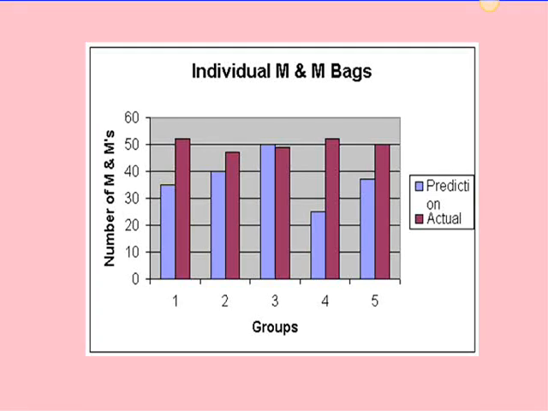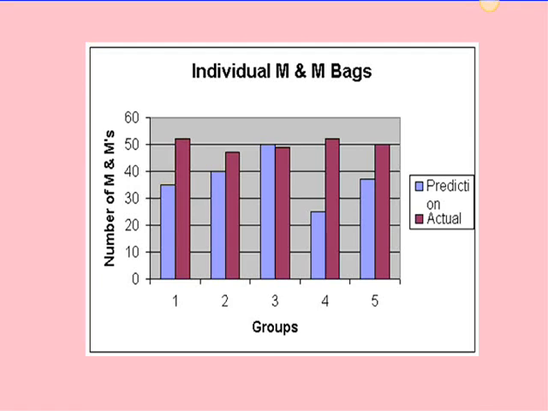This vertical bar graph shows data from 5 groups. Each group made a prediction for how many M&Ms would be in their bag before finding the actual amount in the bag. The blue bar represents each group's prediction, and the red bar represents the actual amount. Compare the bars for each group.